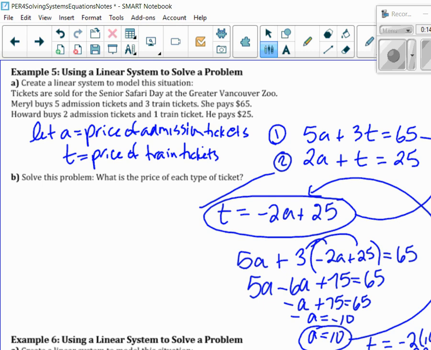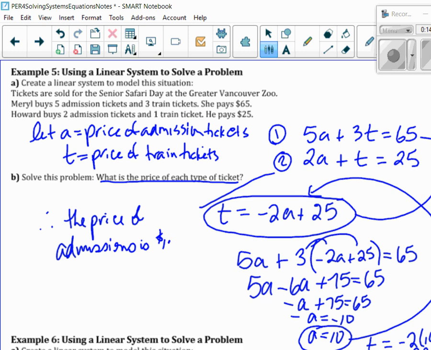Now this is not a point of intersection. If I were to graph it, it would be a point of intersection. But because this is a word problem, we're not going to put the final solution as a coordinate. We are actually going to answer the question. What is the price of each type of ticket? Therefore, the price of admission is how much? $10. And the price of the train ticket is $5.